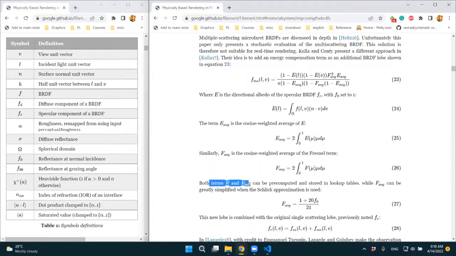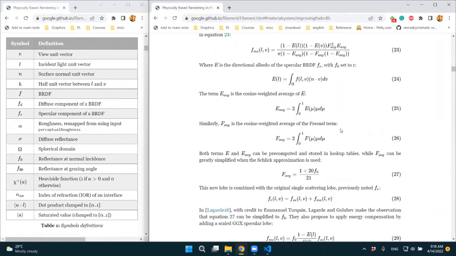Both the E term and E average. E average is a cosine weighted average. It can be pre-computed and stored in a lookup table. That's interesting. Oh yeah, because E is over the whole hemisphere, right? Or sphere actually. Also, we know the BRDF, so we can just calculate it and store a lookup table. Would that be an interesting 3D lookup table, I guess? That seems quite expensive, if so.